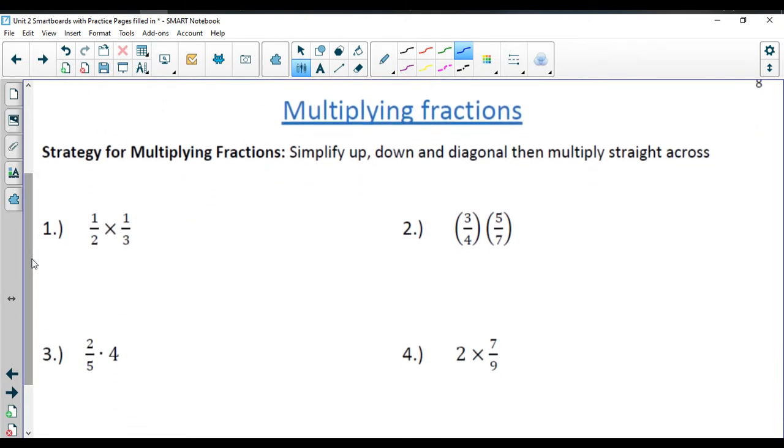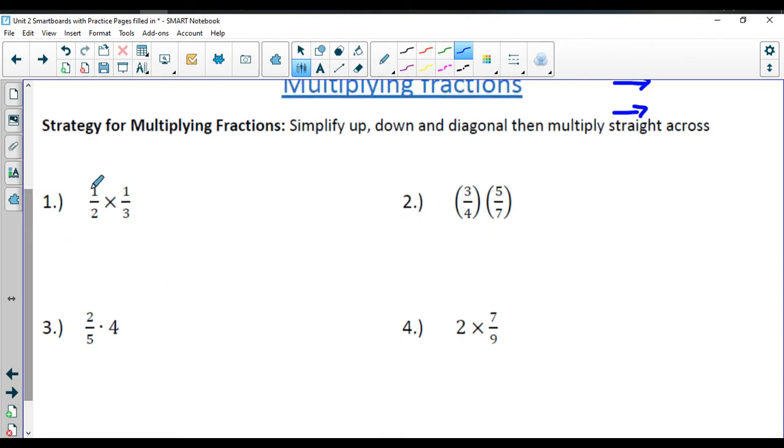Starting on page 8, when we talk about multiplying fractions, we do not need to have common denominators, and in fact, that would just make it way more complicated for you. Instead, what we're going to be doing is simplifying up and down on the diagonal, and then we're going to be multiplying straight across. So straight across your two numerators, straight across your two denominators.